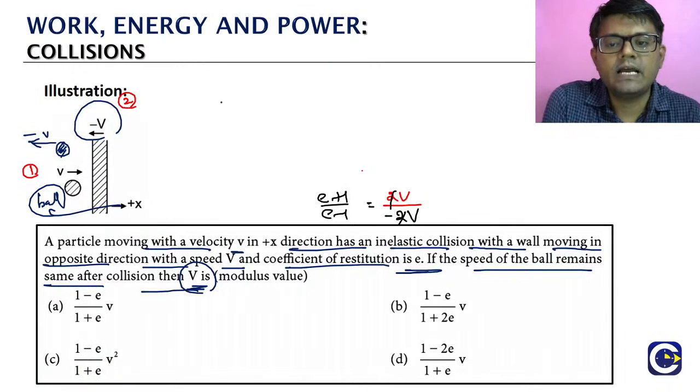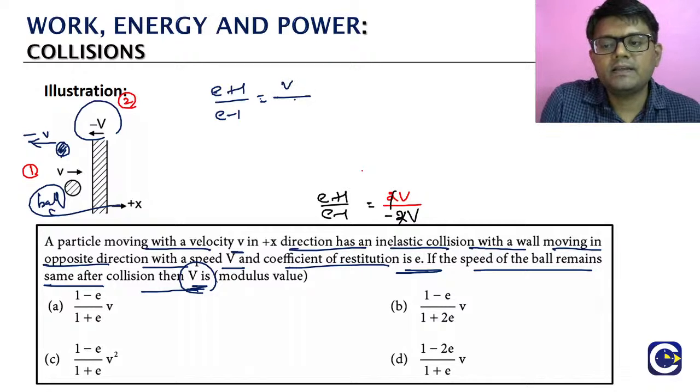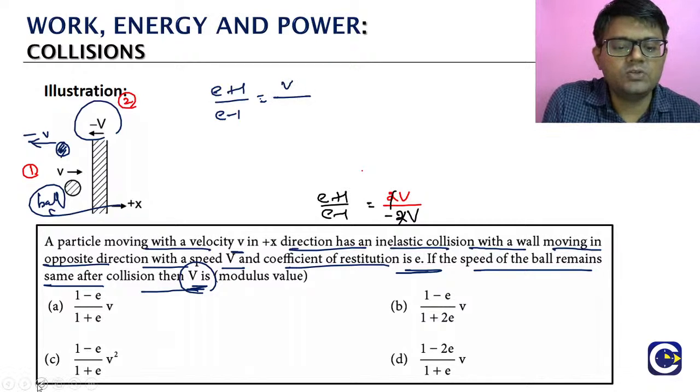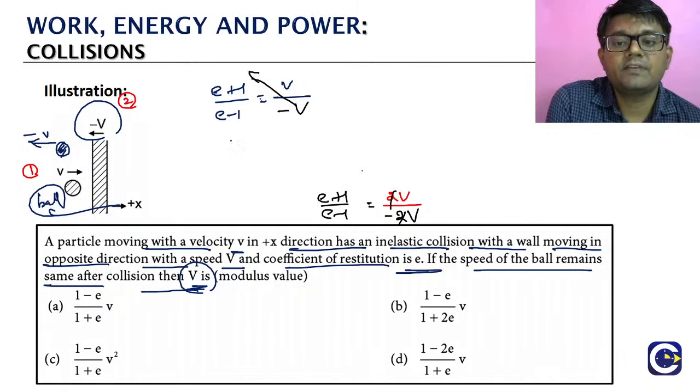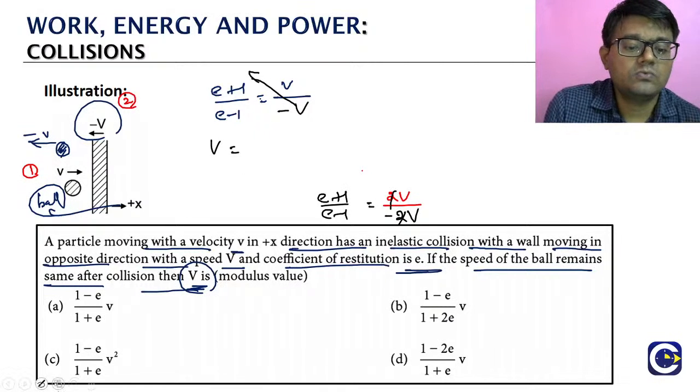So here what do we have? (E plus 1) by (E minus 1) is equal to small v by, I'll always use the black color for the capital V, minus capital V. We are looking for capital V, right? Let's just bring it to the left, take everything to the right. Okay, so capital V will be equal to what? What is capital V value? It will be equal to what?